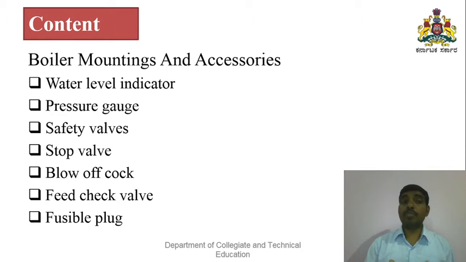Let's take a glance at the contents. What are the contents of boiler mountings? We have boiler mountings. These are water level indicator, pressure gauge, safety valve, stop valve, blow off cock, feed check valve, and fusible plug.